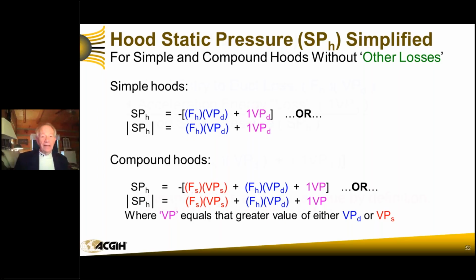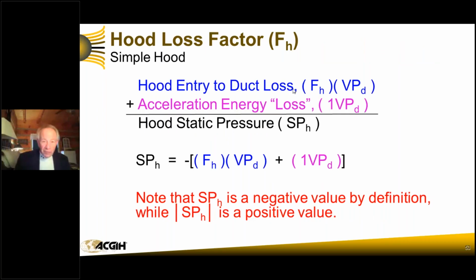So here's another way to think about it. Our hood entry to duct loss, which is right there at the corner where the transition goes up to the duct size, is our aerodynamic factor of the hood times the velocity pressure of the duct, plus the acceleration loss, 1 VP of the duct. That gives us our hood static pressure. That's for our simple hood. Note that the static pressure of the hood is a negative value by definition, but the absolute value is always a positive value, and you can think about it either way. I don't care. All right.